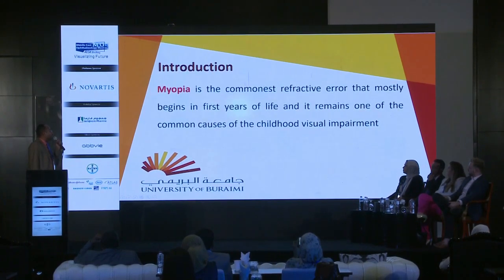Myopia, as we know, is the commonest refractive error if compared with other refractive errors like astigmatism and hypermetropia. It begins in the first years of life, and remains one of the common causes of visual impairment, according to different studies in different regions.